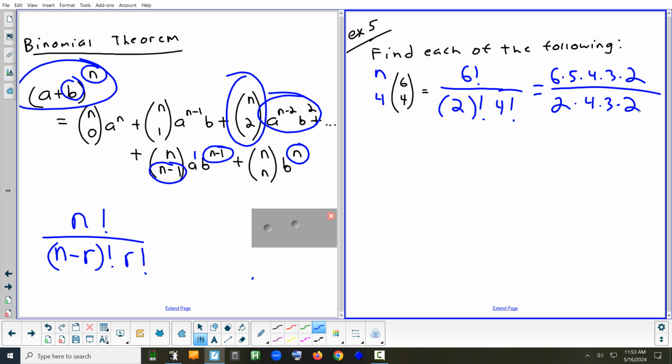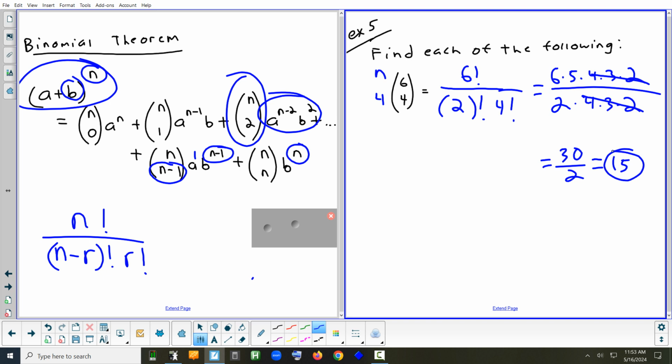Does anybody see like a chunk in the bottom and in the top that cancels out completely? You can cancel out the 4, 3, and 2. Right. Whatever factorial is bigger in the bottom, that will completely cancel with what's in the top. 4, 3, 2, 4, 3, 2. If you don't do that, you're going to end up with numbers that are too big to do on the calculator. Okay. Now, all we're left with is 30 divided by 2, which is how much? 15. And that's exactly the number that was supposed to be in row 6, column 4.